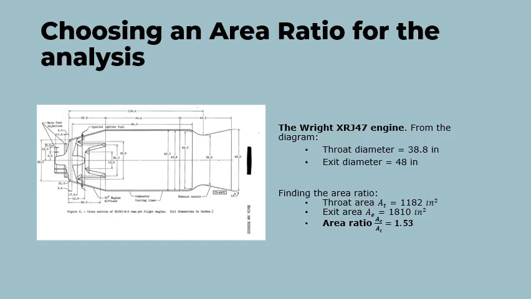I decided to use the Wright XRJ-47 engine, which was developed for use in the Navajo 2 missile. The diagram on the left was obtained from the NACA Research Memorandum E55G22. The Wright XRJ-47 has a throat diameter of 38.8 inches and an exit diameter of 48 inches. Converting the diameters to areas and dividing them yields an area ratio of 1.53.